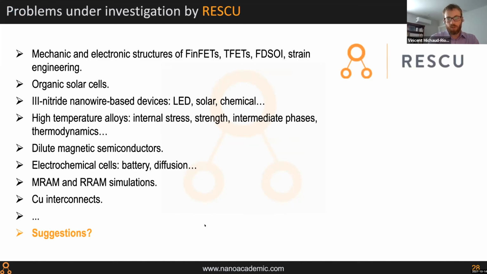Okay, so that's one example of application of RESCU. We are working on tons of topics like this kind of device, organic solar cells, lead materials, MRAM, CPU interconnects, and I'm glad to be here.